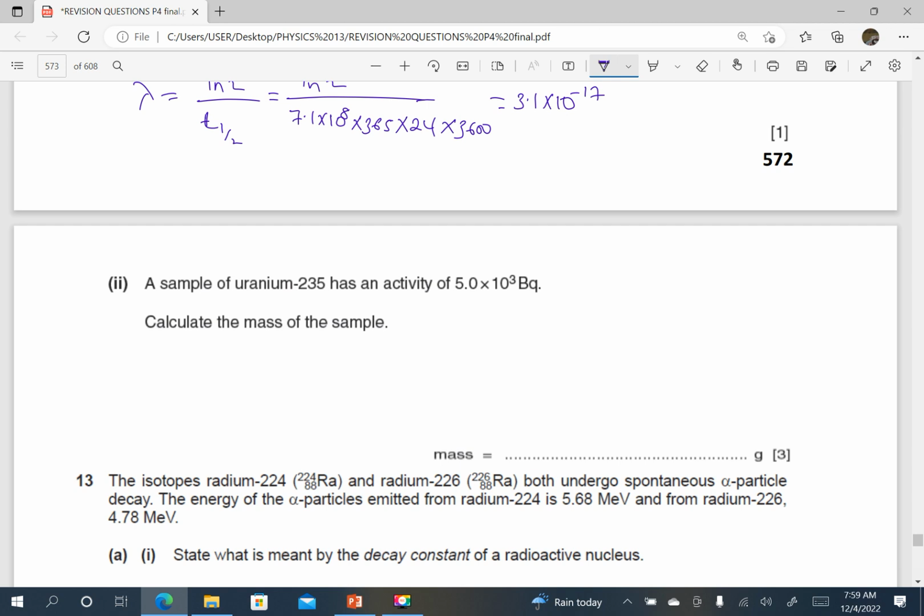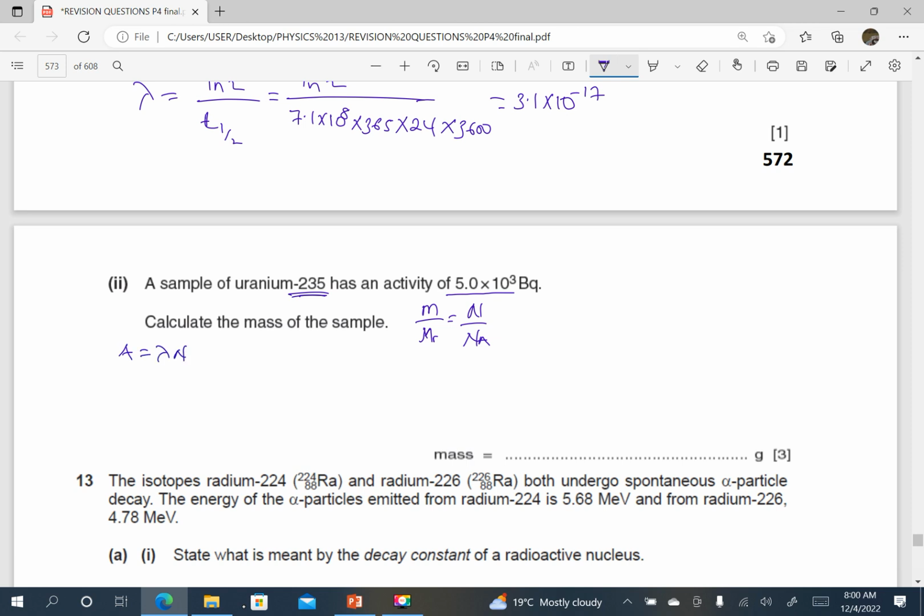A sample of uranium has activity 5.0 times 10 power 3 becquerels. Calculate the mass of the sample. So that is the activity. We want the mass. Remember, we said mass over molar mass is the same as number of nuclei over Avogadro's number. So we want M, we need N. We know Avogadro's number. We only know the molar mass, but we don't know N. So we need N from activity equals lambda times N.